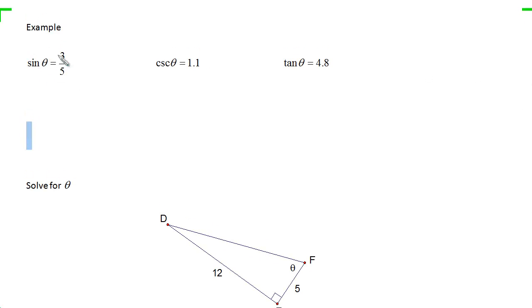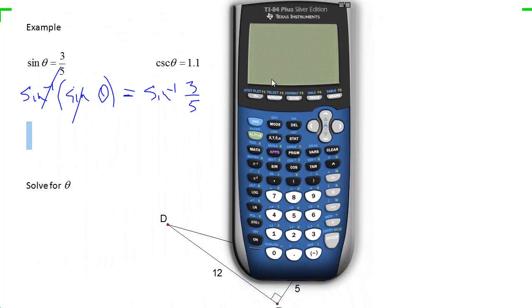So if the sine of theta is 3/5, then I can take the inverse sine of sine theta, and since I'm doing it to this side, I need to do it to the other side, so that would equal the inverse sine of 3/5. And so these would cancel, and I would have theta equals the inverse sine of 3/5, and we just do that in the calculator here.